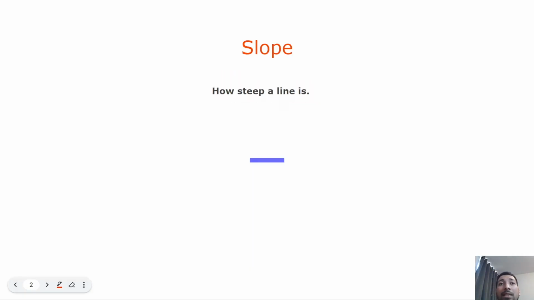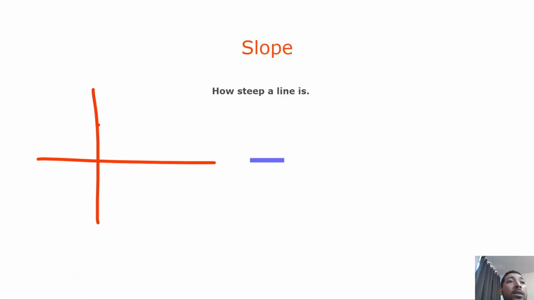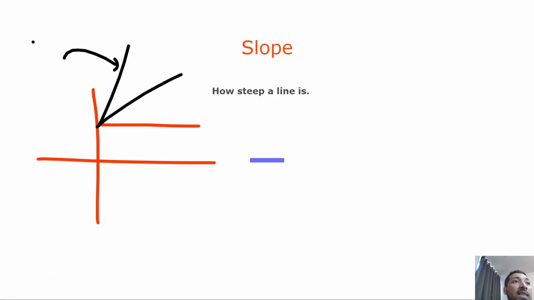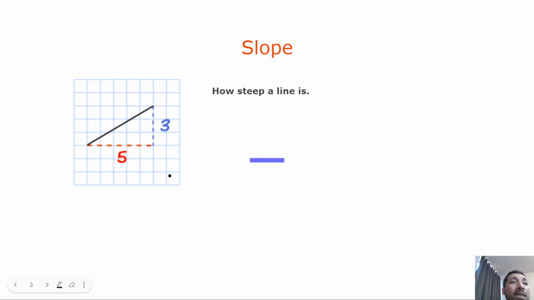Slope basically means how steep a line is. On a graph, if we have a horizontal line, this is where the slope is 0 because there is no steepness. And if we have these two lines, this one is steeper than the other one. Now, how can you find the value of the slope? So here is a quick strategy.